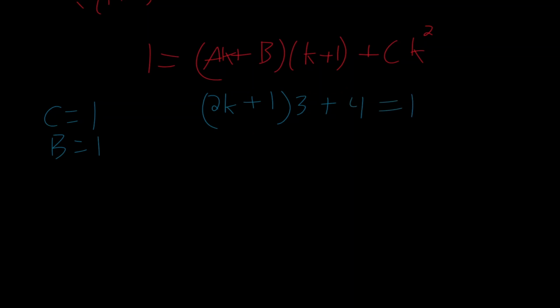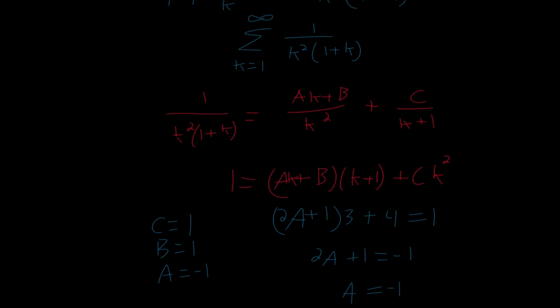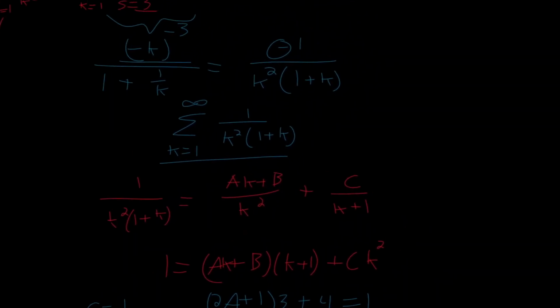You'll see here that we have 2k plus 1 is just going to be equal to negative 1, or sorry, this should be an a right here. That's annoying. But just doing a little bit of algebra, we find that a right here is just going to be equal to negative 1. So a is equal to negative 1. And substituting all of this back into our original sum, let's see what we find.